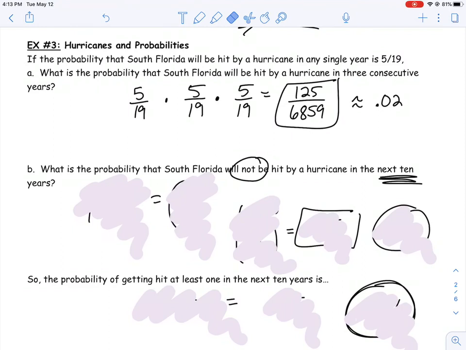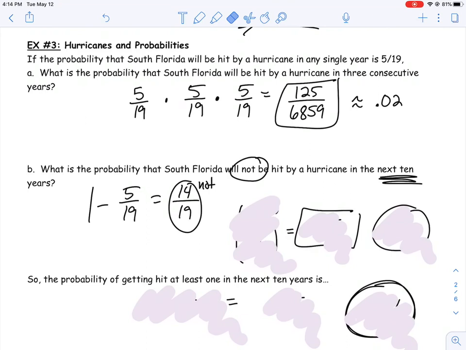I want to figure out what's the probability of us not getting hit by a hurricane. Well, what's the probability of us getting hit by a hurricane? 5 out of 19, right? And so I should be able to figure out the probability of us not getting hit by taking the whole and subtracting 5 out of 19 from it, leaving me with 14 over 19, right? 19 minus 5, 14 out of 19. So the probability of us not getting hit by a hurricane each year is 14 out of 19.